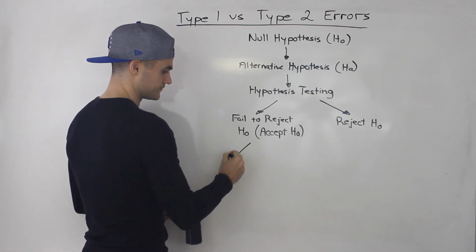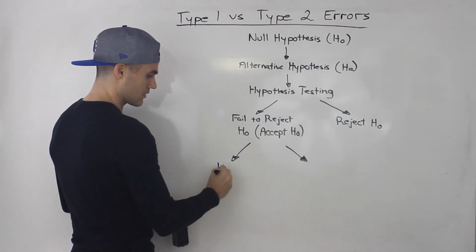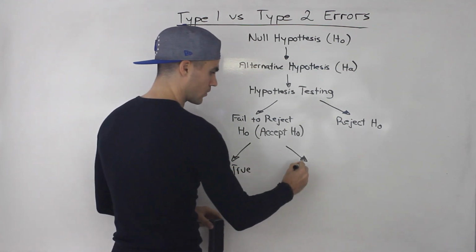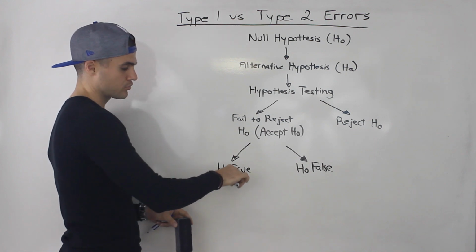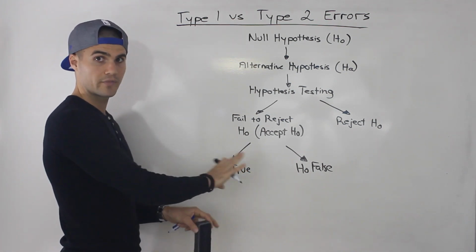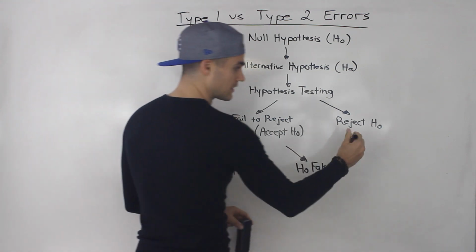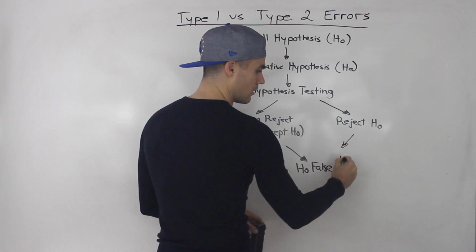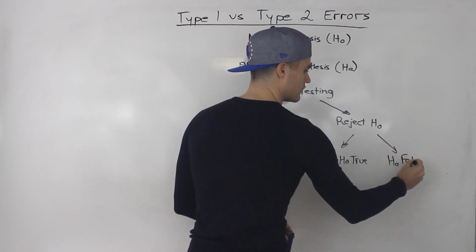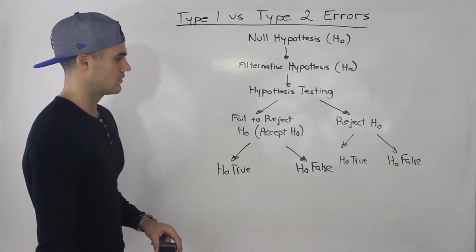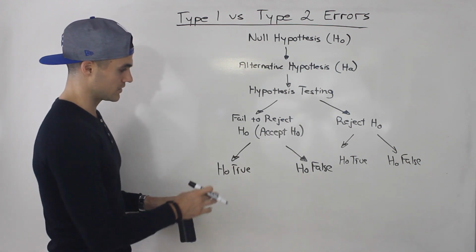These are the two conclusions you can draw, but the underlying reality is either the null is going to be true or it's going to be false. And as I mentioned in the previous video, we can't prove something is true, but let's just assume that we know what the underlying reality is, that it is actually true, or it is actually false. And same thing here: if we reject the null, either the null is true or it's going to be false. So those are the four situations that can happen from these two conclusions. And let's talk about each of these one by one.